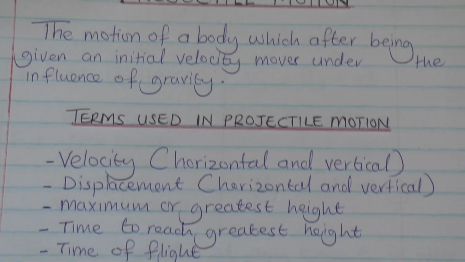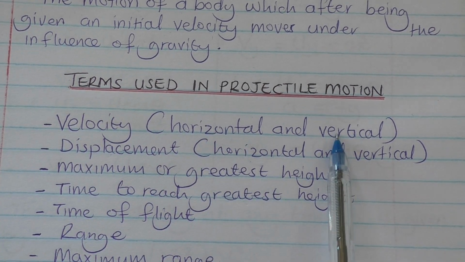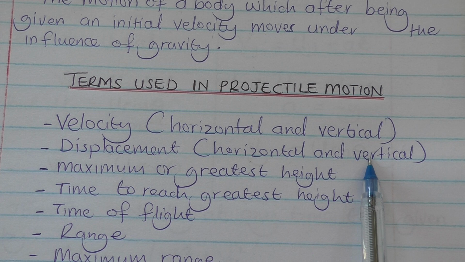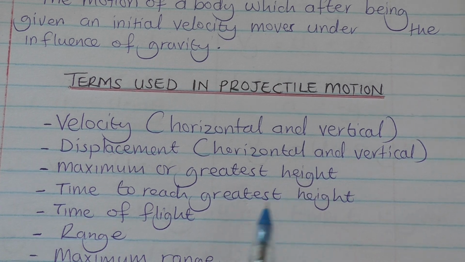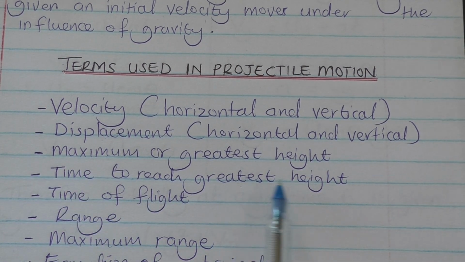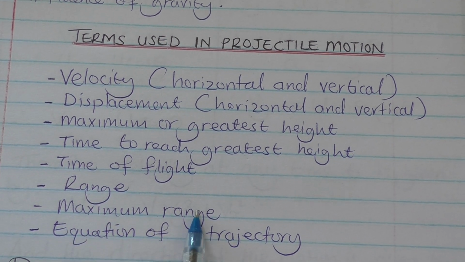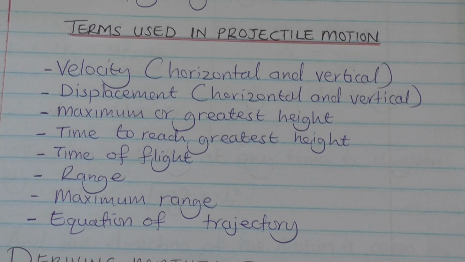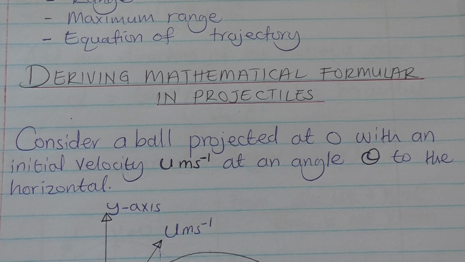So terms used in projectile motion are: we have velocity, which has horizontal and vertical components. We have displacement, still with the horizontal and the vertical components. We have maximum or greatest height attained by the object. We have time to reach the maximum height. We have time of flight. We have range, maximum range, and lastly the equation of the trajectory. So we shall be deriving the mathematical formula for the above terms.